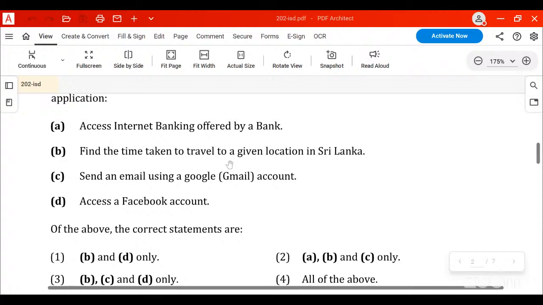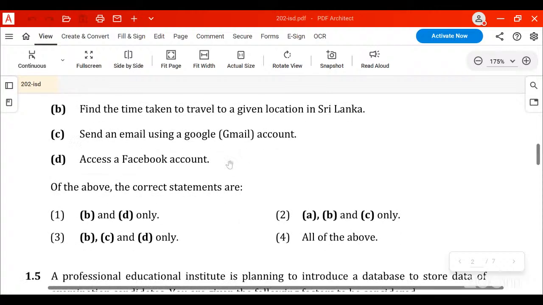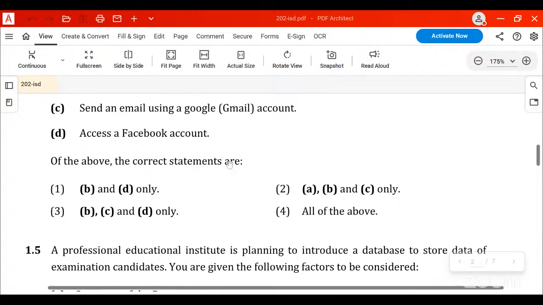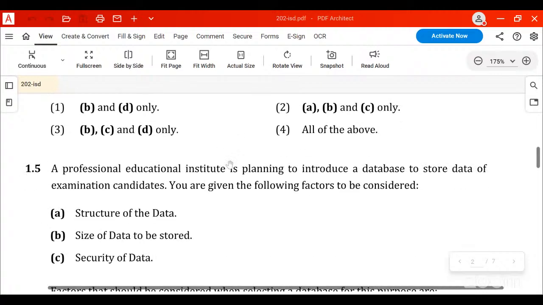Find the time taken to travel to a given location in Sri Lanka. That also we can do, we can use the map. Send an email message using a Google account, Gmail account. Yes, Gmail account. We can also access the Facebook account. Then what is the correct answer? All of the above we can perform using a mobile phone.